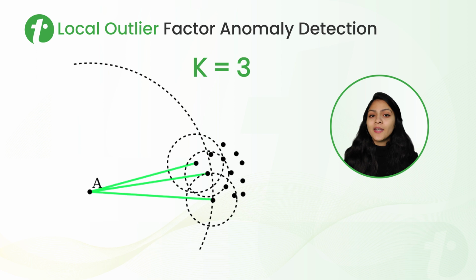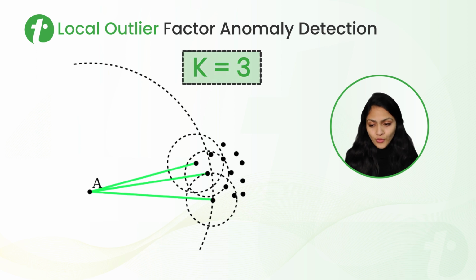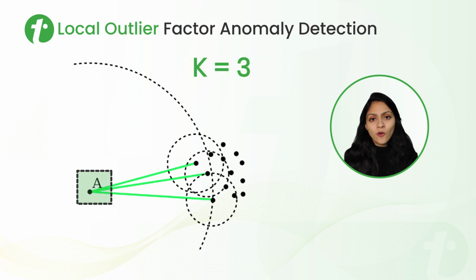Now let's understand how LOF works. This is basically based on the k nearest neighbor algorithm. We have discussed KNN, or k nearest neighbor, in one of our previous videos also, so you can refer to that video. In this case, let's say we have k equal to 3 and A is the point for which we have to determine whether it is a local outlier or not.